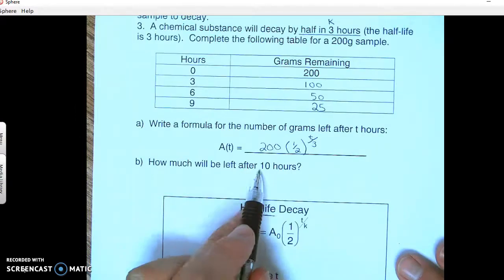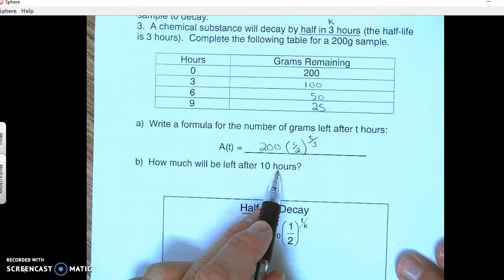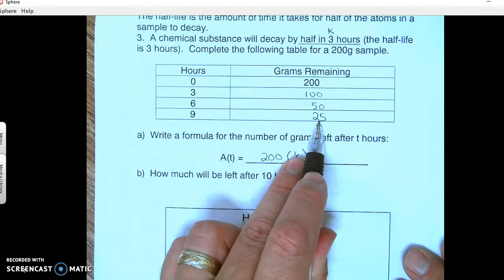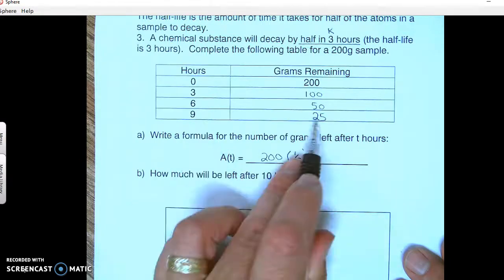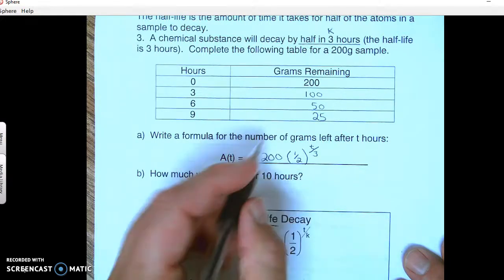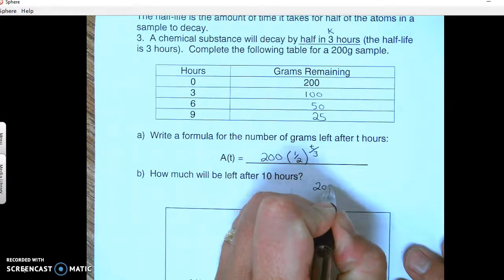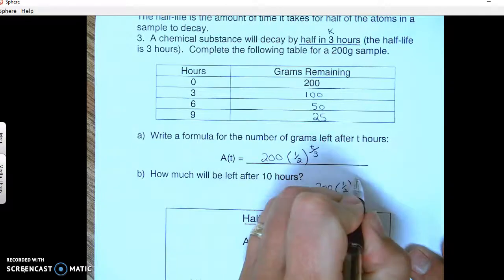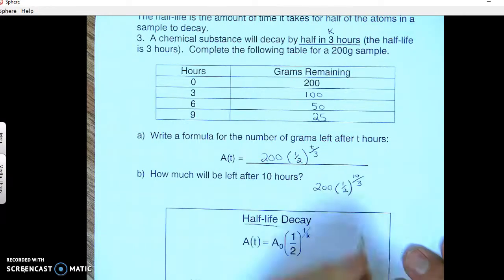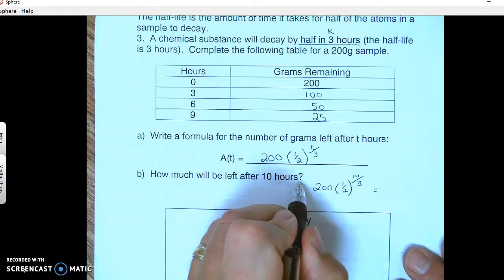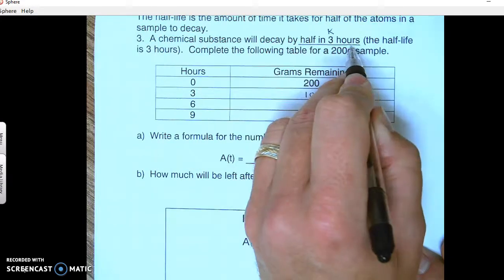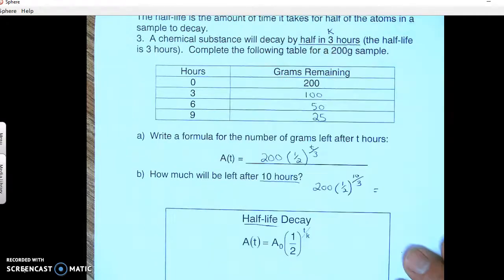It says how much will be left after 10 hours? Okay, well 10 hours, if we look at our table, it's going to be less than 25. So let's plug it in and see what we get. So we're going to have 200. Our base is a half, and our time is 10 over 3. Now I want you to keep in mind that our time is in hours and our half-life is also in hours. They have to be in the same time frame.